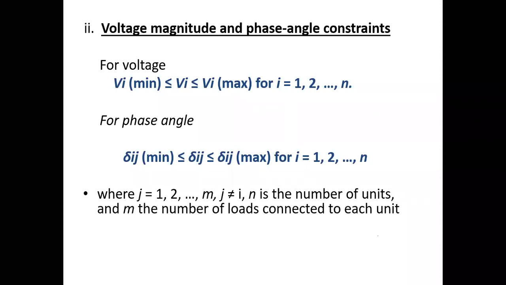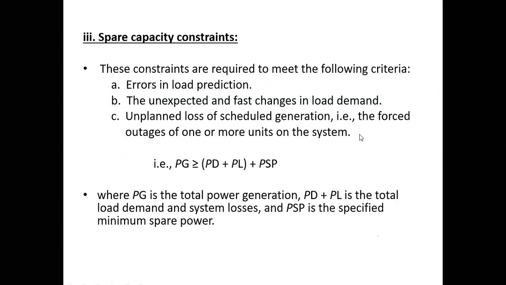For example, when you are considering the voltage magnitude, this is nothing but our present voltage magnitude, and it must be between V minimum and V maximum. Similarly, when you are considering the phase angle constraint, it must be between delta minimum and delta maximum. Practically, this delta value varies between 30 degrees to 40 degrees for transient stability reasons. So this is about your voltage magnitude and phase angle.